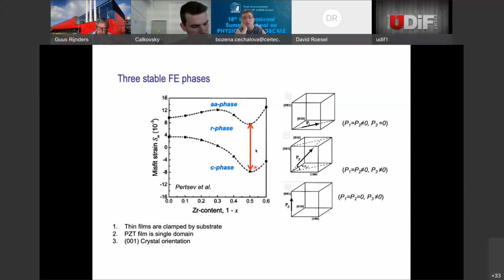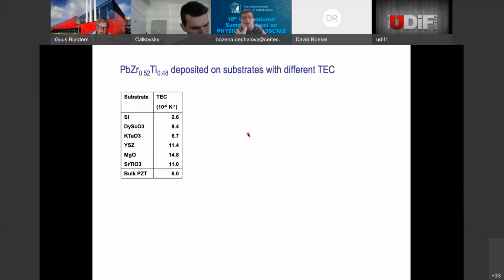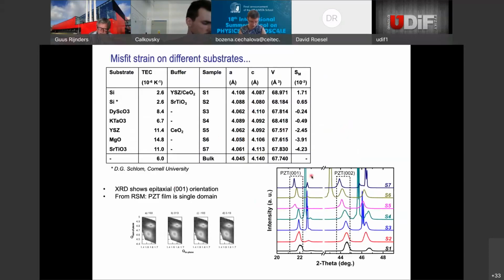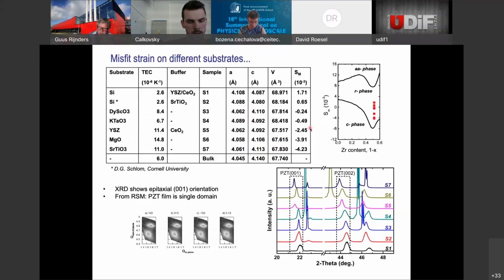Without going in too much detail there, this is again the misfit strain versus the content. We are close at 0.5, so we are in this range there. And well, here are all the substrates, so scandates, tantalates, zirconates, magnesium oxide, silicon, etc. So we used many substrates with different thermal expansions. And to make a long story short, I will go a bit quick through these slides. We could make all these epitaxial films, and from the PZT position, you can see already that they have different strain states. We did the reciprocal space mapping in order to measure the real strain state. And with that, we understood that we are changing the strain of the materials, and we changed the symmetry there.